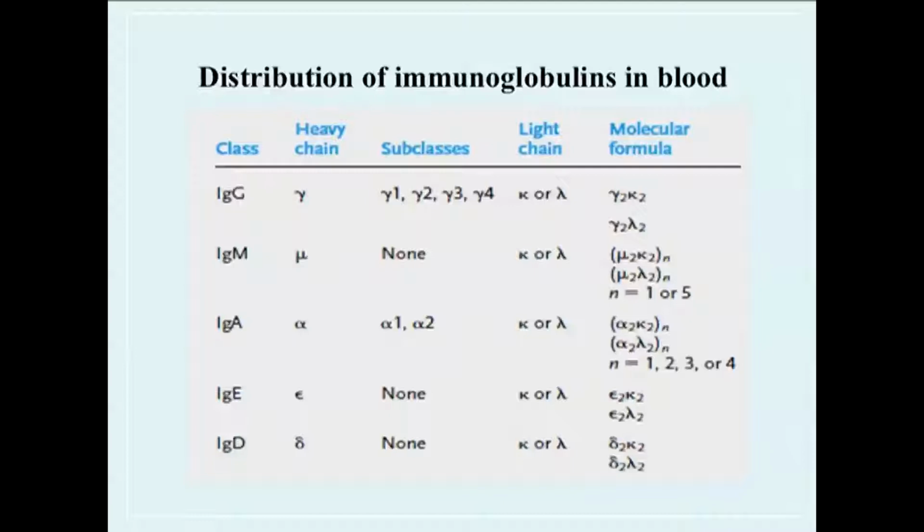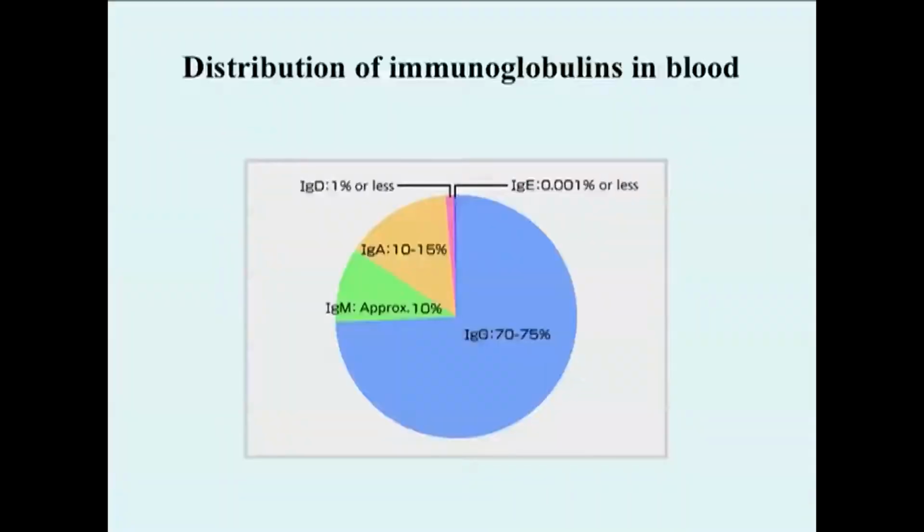Now, for the light chain constant region, 2 sequences are present in our system, either kappa or lambda. So the molecular formula of IgG will be either gamma2 kappa2 or gamma2 lambda2. Clear? Similarly, for IgE, the molecular formula will be epsilon2 kappa2 or epsilon2 lambda2. Now, IgG is the most prominent or major isotype found in our blood. IgA is present at 10 to 15% in our blood, and IgM is approximately 10% in our blood.